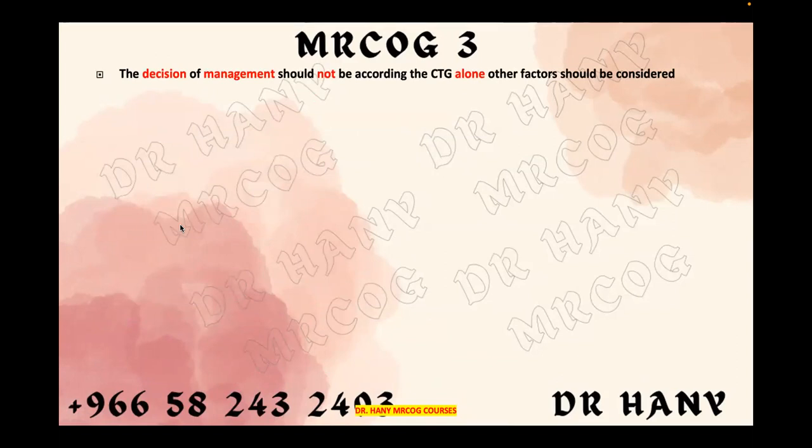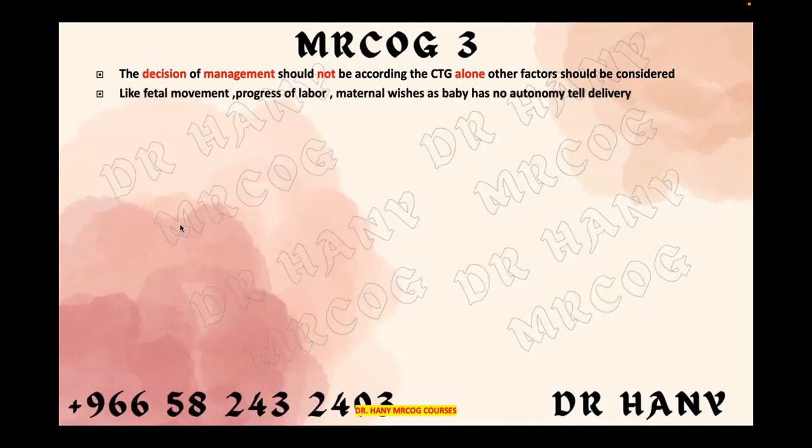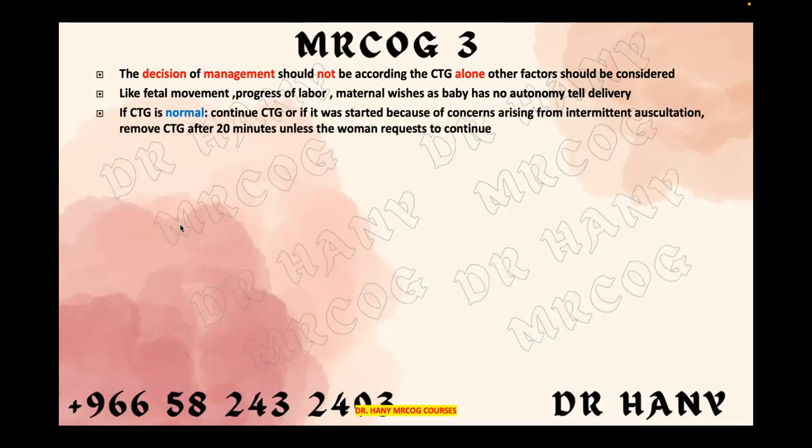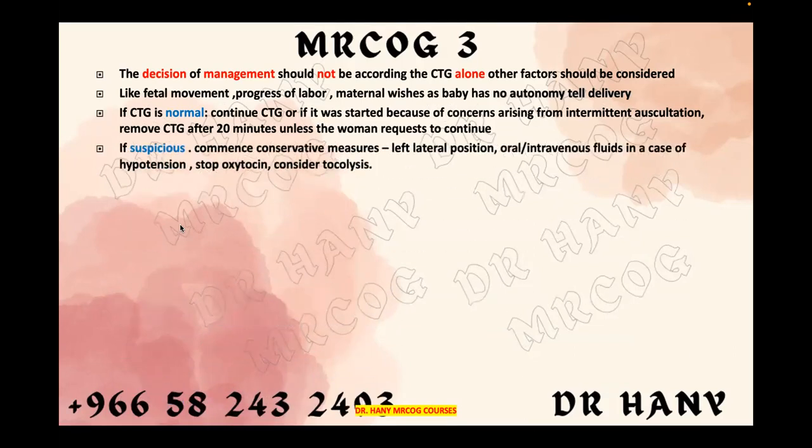If there are any risk factors, if there is any delay in the labor, what is the PV assessment, and what is the CTG finding? So an overall assessment. Fetal movement, progressive labor, maternal wishes. The baby has no autonomy until delivery, so keep your eye on the mother, not on the baby. If the CTG is normal, continue the normal care. If we started because of concern arising from intermittent auscultation, we can return the woman, if the CTG is normal, to the intermittent auscultation again, unless the mother requests to continue.